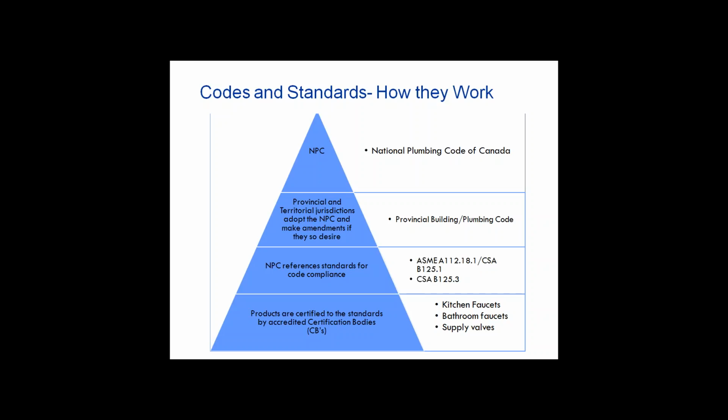The NPC is essentially an installation code for product requirements. The code primarily references standards, for instance, CSA B125. Manufacturers have their products tested and certified to these standards to demonstrate compliance, and thereby are allowed by the certification body to mark the product with the certification mark. For example, CSA, UPC, or NSF.